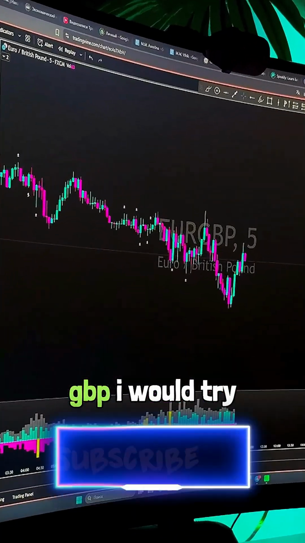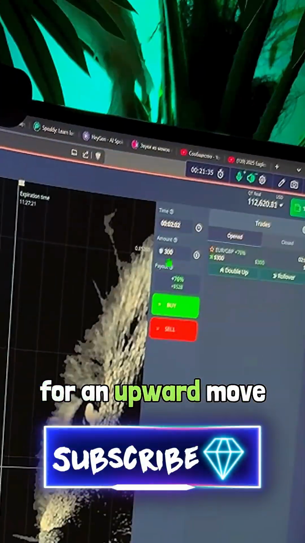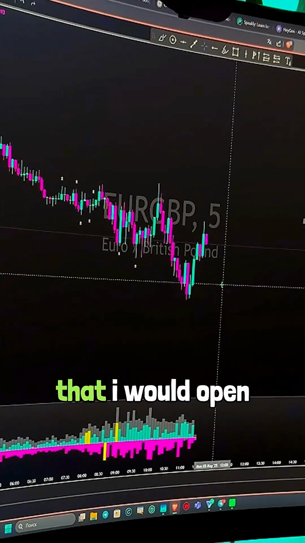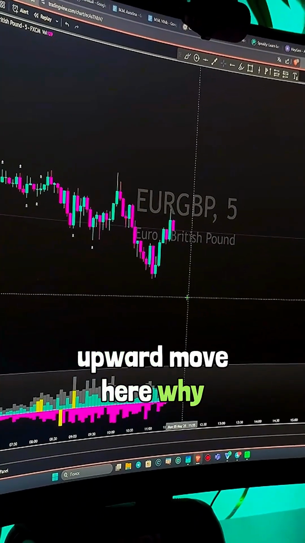So here is Euro GBP. I would try to take an entry for an upward move. I wonder, did any of you expect that I would open a position for an upward move here? Why for an upward move?